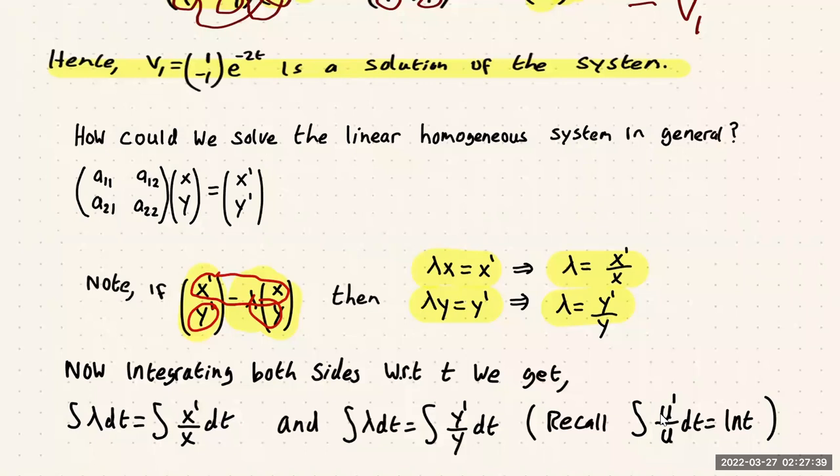We can then integrate both sides with respect to t. So we integrate lambda, we integrate x prime over x, and we integrate y prime over y. Recall that if you integrate u prime over u dt, you get ln of u.